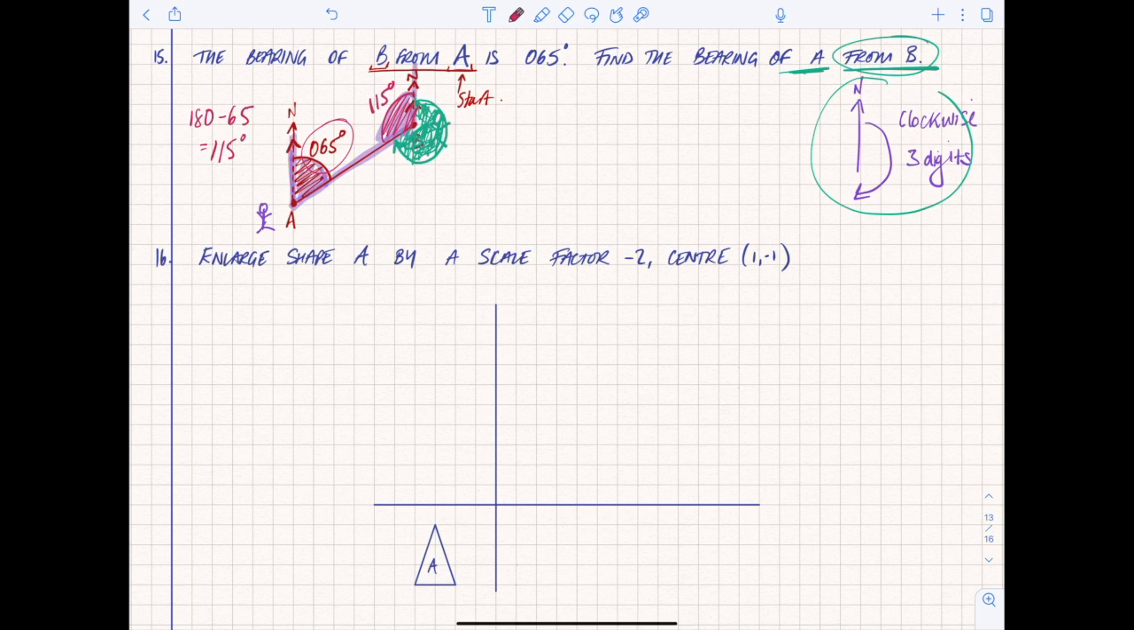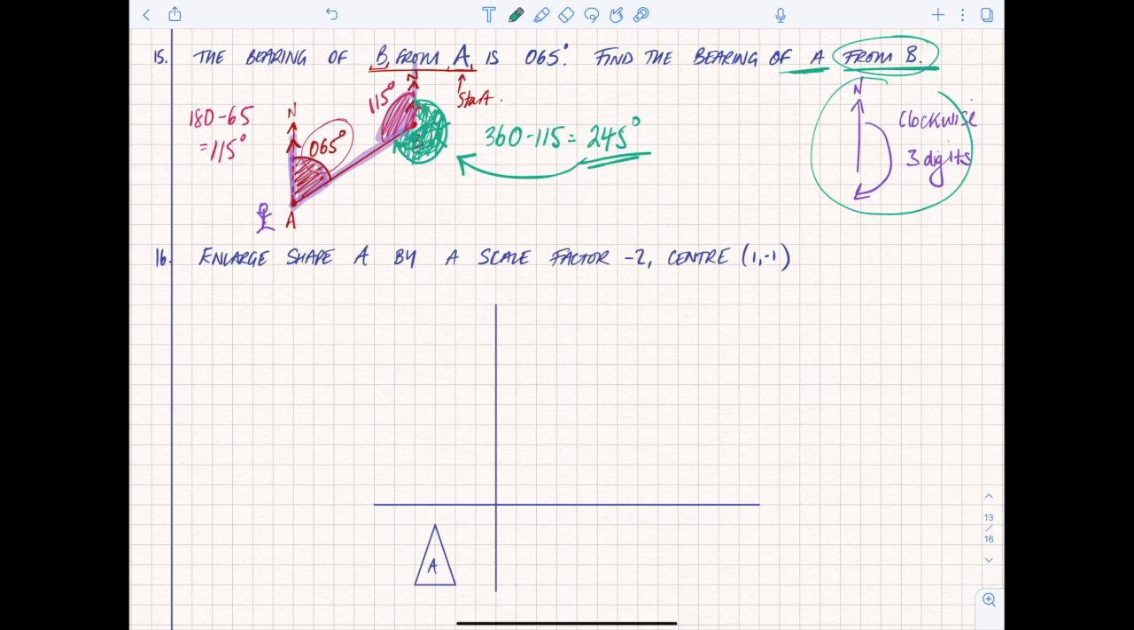From here then, hopefully you can see what happens. The whole thing has to add up to 360. So therefore you're doing 360 minus 115. And when you do that, that will give you the bearing of A from B, which is 245 degrees. So that whole bearing is 245. It's from north, it's clockwise, and it's 3 digits. The key thing to that is read the wording. When it says from B or from A, that is where you are starting.